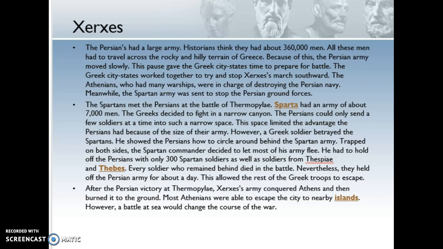After the Persian victory at Thermopylae, Xerxes' army conquered Athens and then burned it to the ground. Most Athenians were able to escape from the city to nearby islands. However, a battle at sea would change the course of the war.